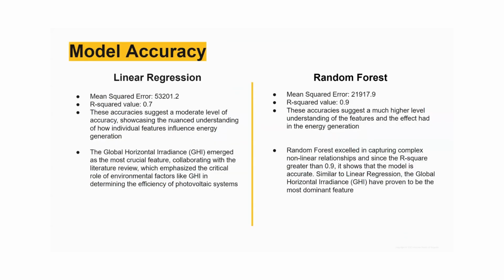So talking about the results, we have compared the linear regression and random forest here and we have compared the model accuracy. We can see that random forest has performed comparatively very well as compared to the linear regression model. So this brings us to the conclusion that this random forest model is quite accurate in terms of preventing overfitting and to accurately predict the energy output from the solar panel in the long term.